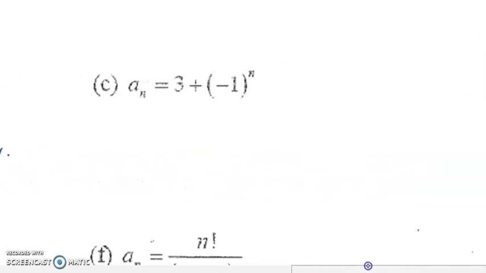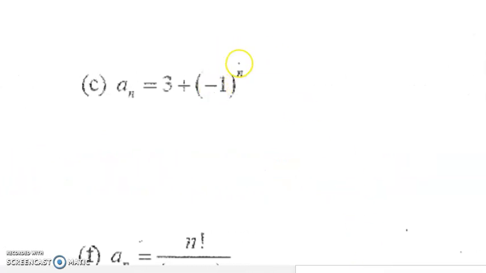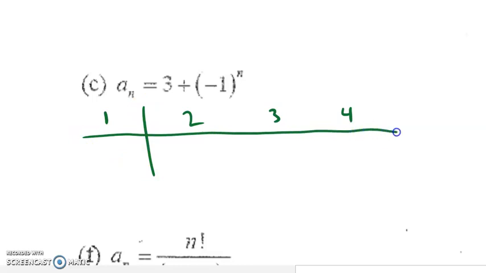Now this one's a bit strange. We've got -1 raised to the n as part of our nth term. So let's make sure we understand that. We're going to see that so often that it's going to become second nature to you. But for now, when in doubt, expand it out. So I'm going to look at n equals 1, n equals 2, n equals 3, n equals 4, etc. And if n equals 1, then I'm going to have 3 plus -1 raised to the 1. Well, that's equal to -1, so plus a -1.